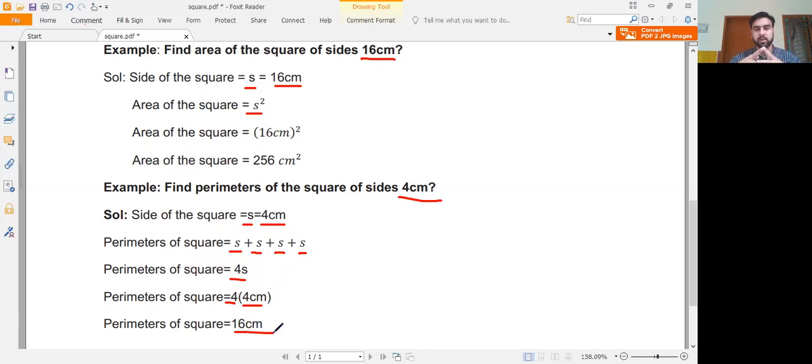Okay, the summary of this lesson is: what is a square? A closed four-sided equal-sided figure is called a square. How to find the area? Area is length multiplied by width, and length and width are equal in a square. That's why if each side of a square is represented by S, then its area is S square. And what is perimeter? The sum of all sides of a square is called its perimeter.